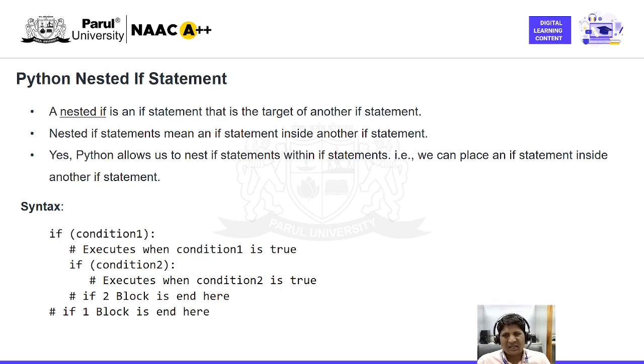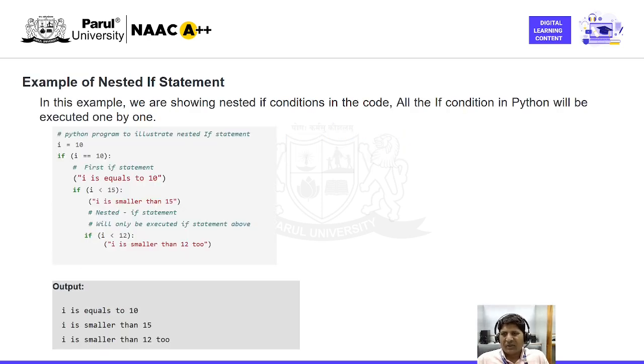That is known as nesting, a nested if-else statement. That is, you create a nesting of if statements. For example, I is 10. If the value of I is equal to 10, first I is equal to 10. Then if I is less than 15, I is smaller than 15.